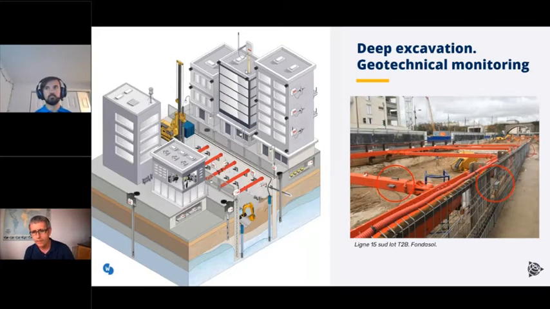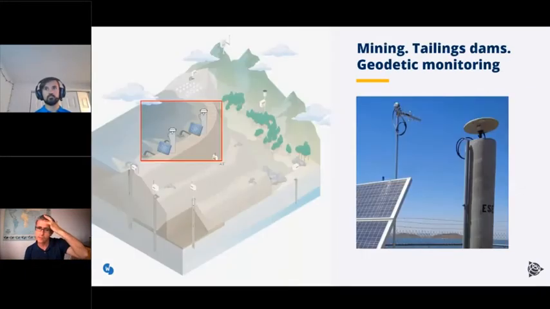And you click on the next slide. Another example would be in mining, with tailings dams. It's clear that deformation monitoring is one of the essential parts of the monitoring, and particularly the GNSS system is frequently used to monitor the absolute displacement. In this illustration, it would be an automatic system, but sometimes it's also with manually collected data.